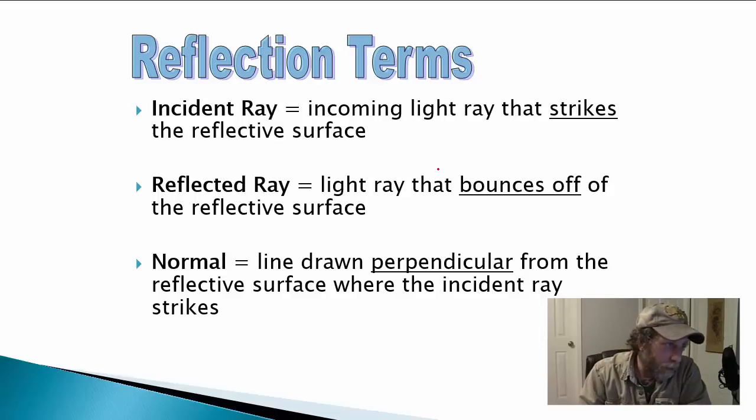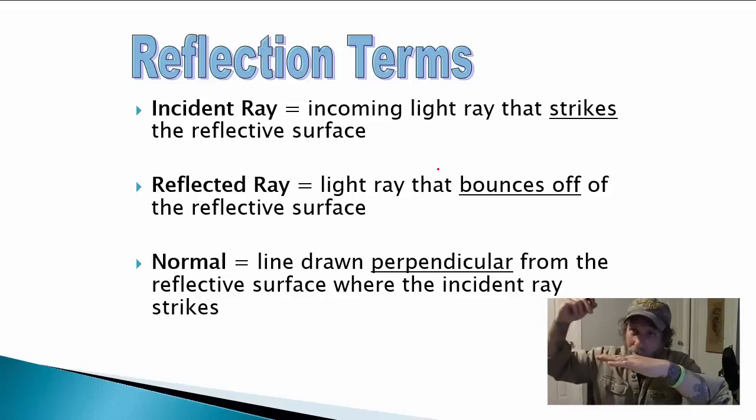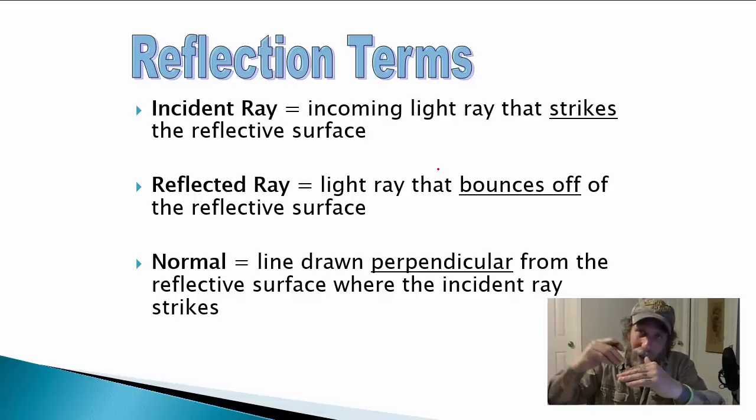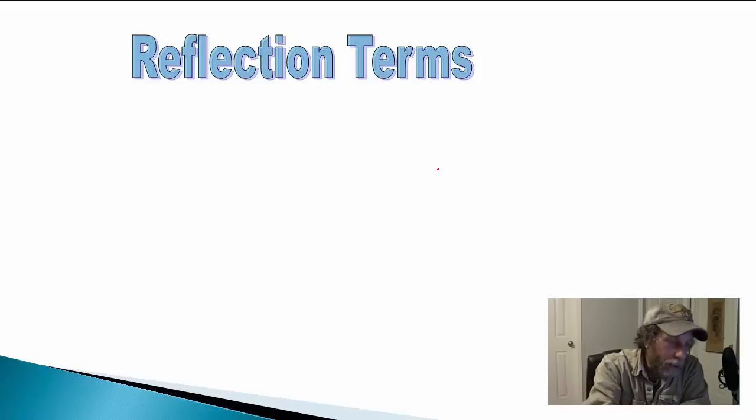When you do this, this is the normal line right here, and the point where the normal meets the mirror is where your incident ray will come in. You don't have your incident ray coming in over there. I mean, it can hit anywhere on a mirror, but when you draw a normal, because you're doing these special optics diagrams, you have the incident ray hitting the normal. You're going to see more about that as we go on. If you need to pause this, then go ahead. Oh, more reflection terms. Great.